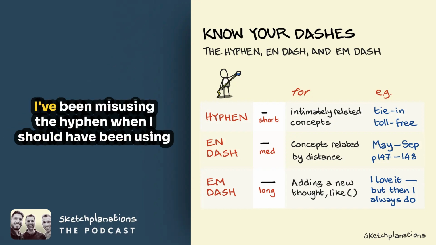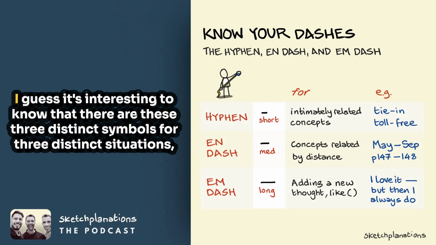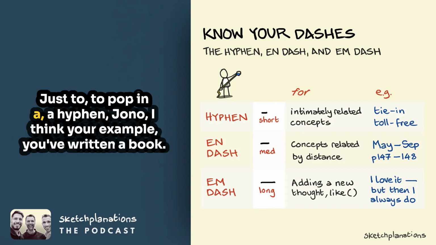And I appreciate that I've been misusing the hyphen when I should have been using different dashes, both N and M dashes. I guess it's interesting to know that there are these three distinct symbols for three distinct situations. But I'm trying to wonder now whether I will change my behaviors with it, just because it's so easy just to pop in a hyphen.